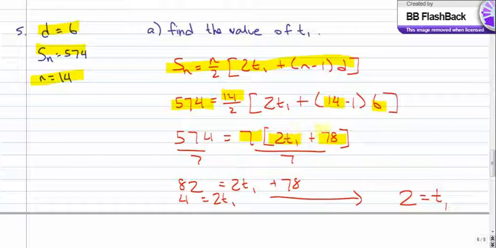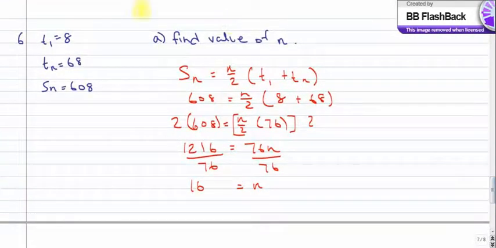We have that, but we have to get rid of our 7 first so that we can solve for t1. Divide both sides by 7. That gives us 82, which equals 2t1 plus 78. Now we have to get rid of our 78, so we subtract it on both sides. Once you subtract, you get 4 equals 2t1. You have to get rid of the 2, so divide both sides by 2 for an answer of t1 equal to 2.